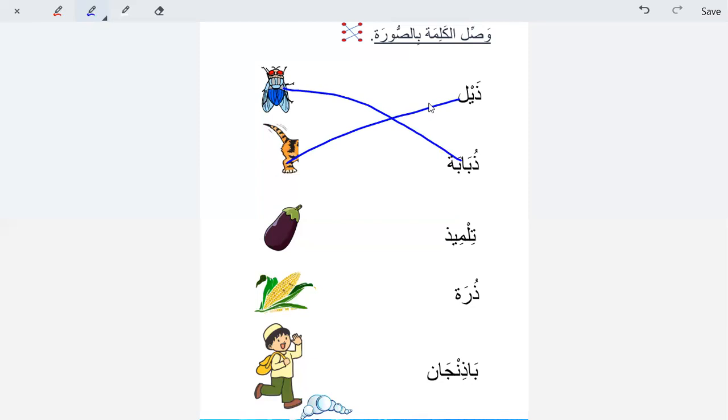Brinjal, Bazinjan, the last one. Good. Corn, third one. Zura. Good. Student, Tilmiz. Good.